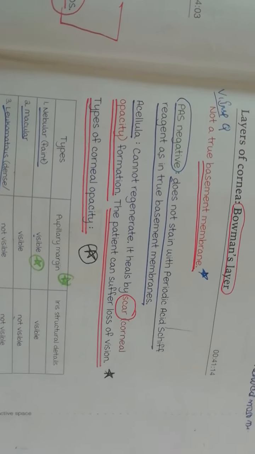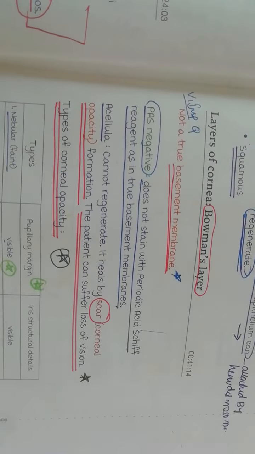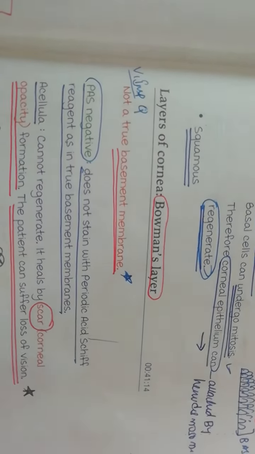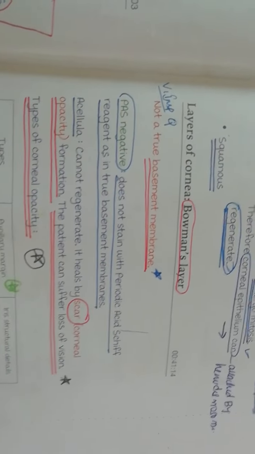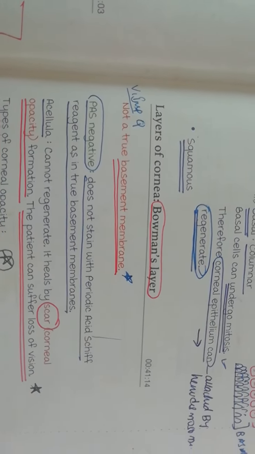Types of corneal opacity. Let me read the points written here. The layers of the cornea: it's not a true basement membrane.